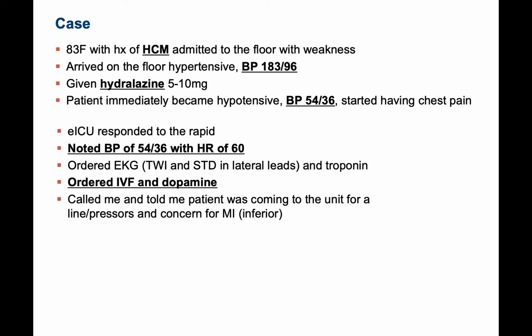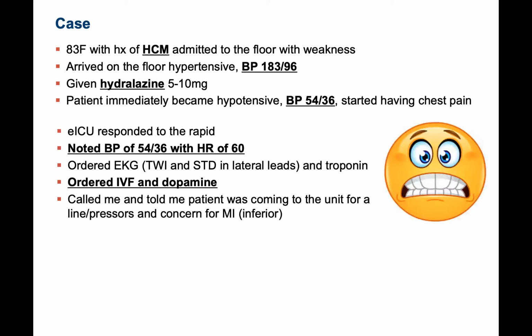So this was at a hospital where the EICU would respond to the rapids. They responded and they saw that she had a blood pressure of 54/36. Her heart rate was 30. They got an EKG. It had T-wave inversions and ST depressions in the lateral leads. They ordered a troponin and they ordered some IV fluids and dopamine. And they called me and said, the patient's coming to the unit for a line and pressors and concern for an MI, an inferior MI, given the hypotension and bradycardia or relative bradycardia in the setting of hypotension.